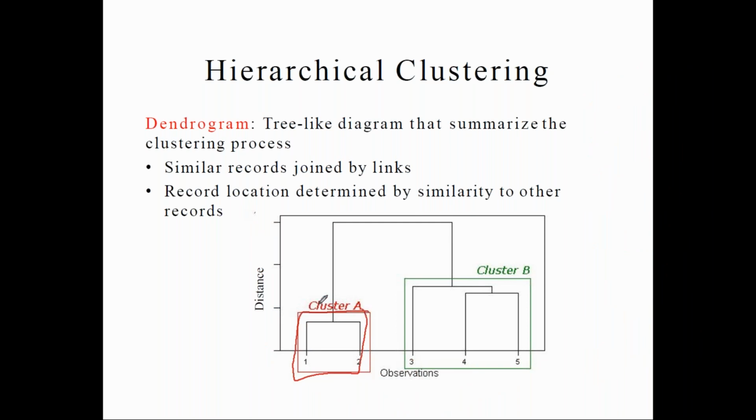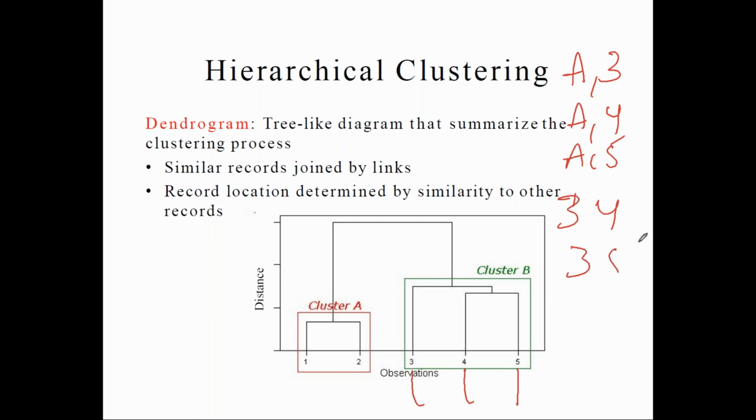Now I'll name this cluster as cluster A. Now you don't have 1 and 2, you're having A cluster and remaining is 3, 4, 5. So you will compare A3, A4, A5. Next, 3, 4 and 3, 5. Next, 4, 5. You'll calculate the distance between all these things.